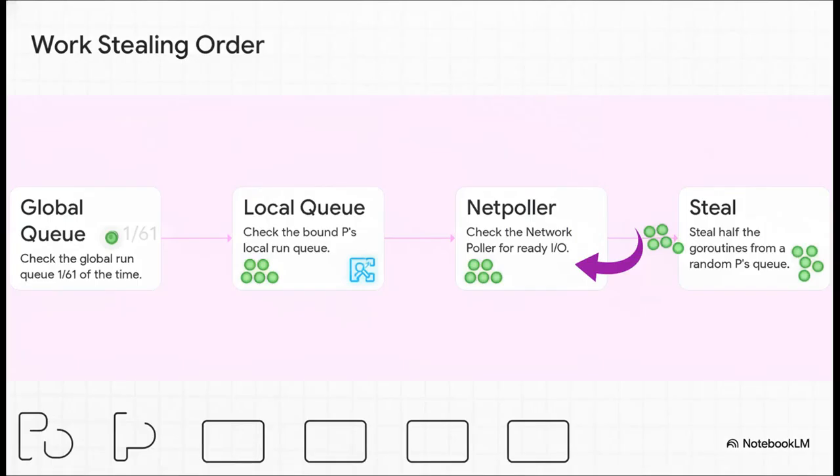But wait, what happens if a processor just runs out of work? The Go scheduler is a brilliant, self-correcting system utilizing a work-stealing algorithm.